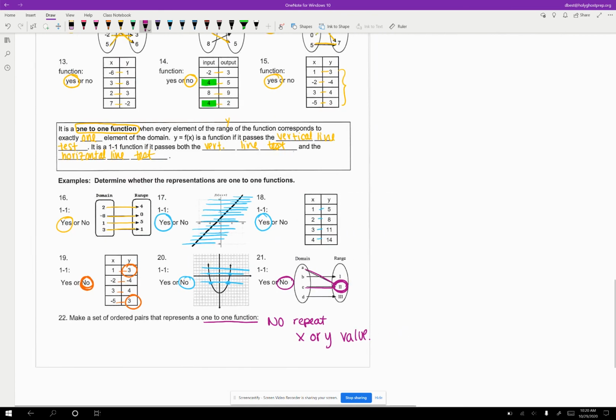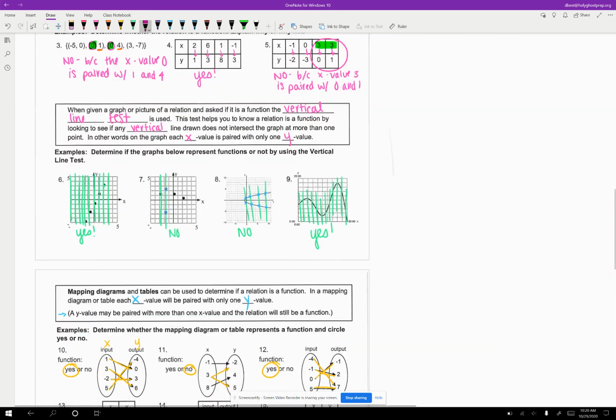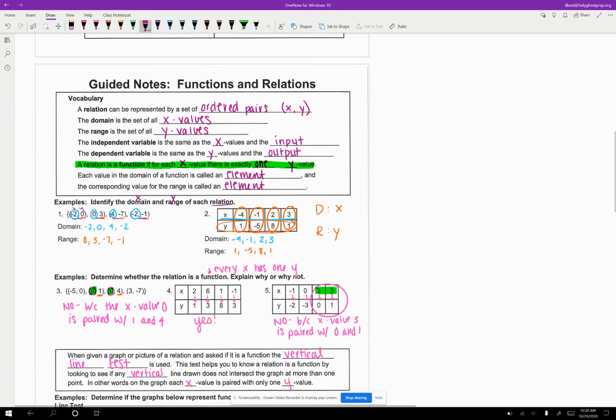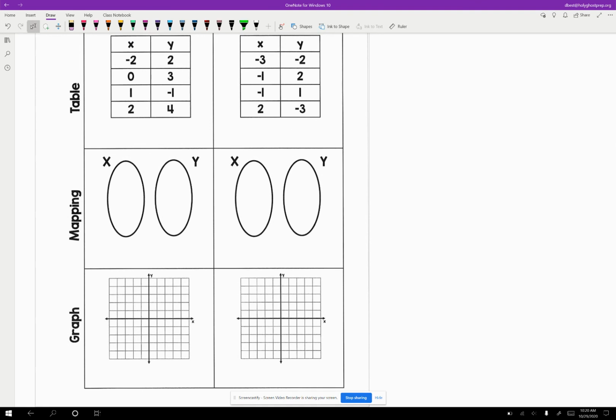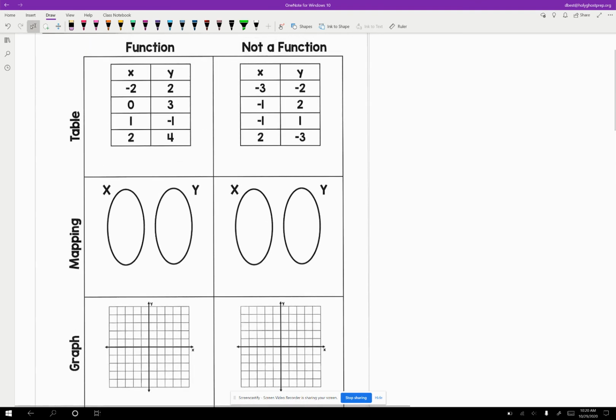We're going to do some more practice with this, but things to review are your vocab, okay? And I've also included in your notes a summary chart with some notes on it for you. So it looks like this, but it has some notes on it. So make sure you look at that as you finish up your notes.